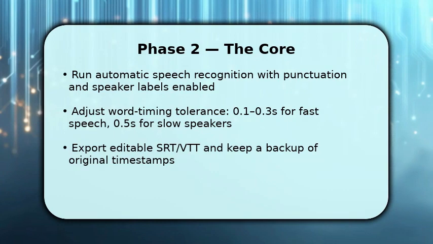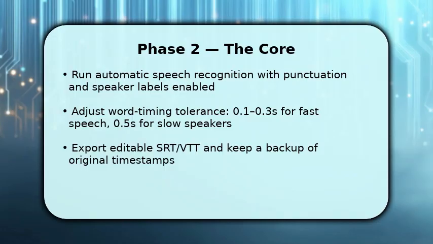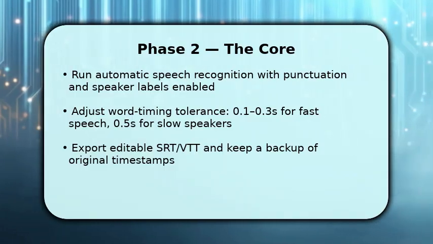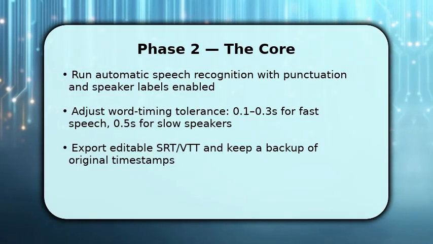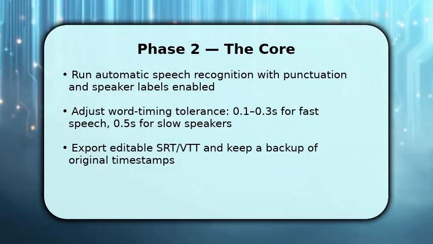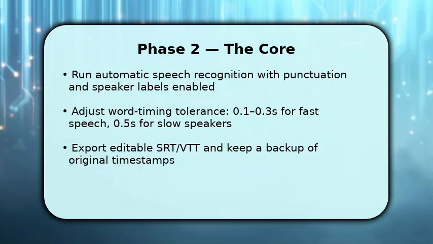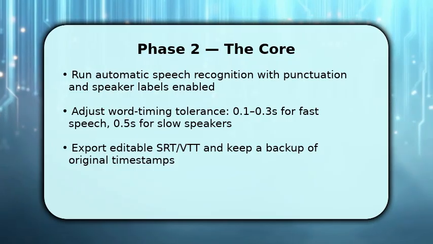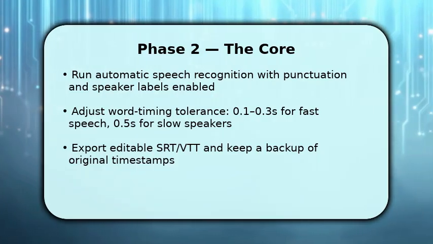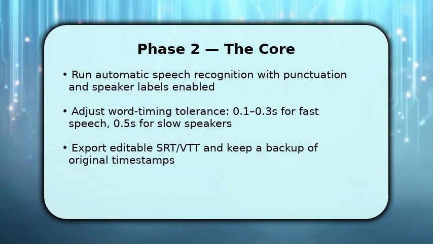Now you run the recognition pass and monitor progress. Use punctuation and speaker labels to get readable captions, because raw transcripts are hard to follow. If speech is fast, tighten timing to 0.1 to 0.3 seconds. For slower, loosen to 0.5 seconds so lines don't crowd. Once the engine finishes, export an editable SRT or VTT file and immediately save the original timestamps as a backup.